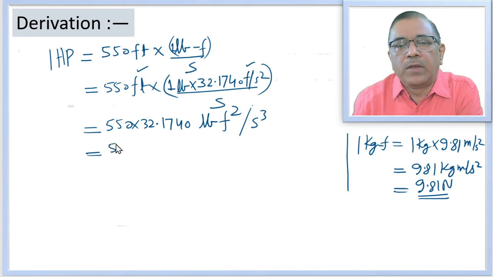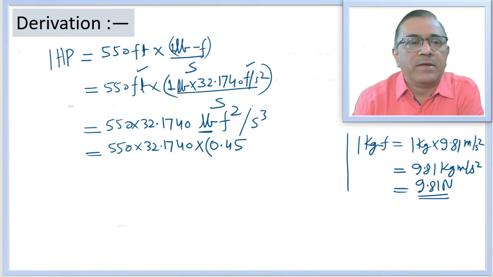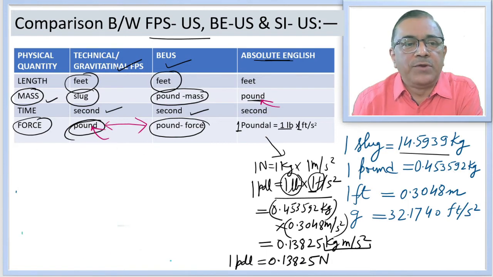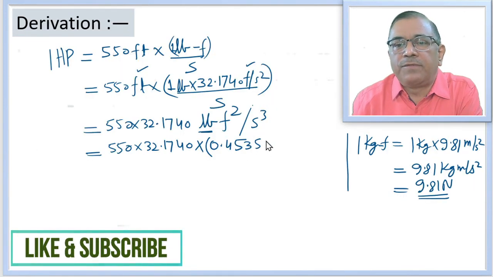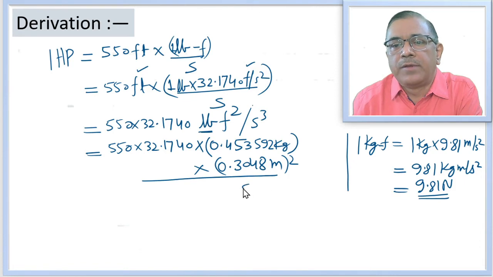So this is equal to 550 multiplied by 32.1740, and the value of pound in terms of kg is 0.453592 kg, then multiplied by feet in terms of meters, whose value is 0.3048 meter, then whole square, divided by second cube.